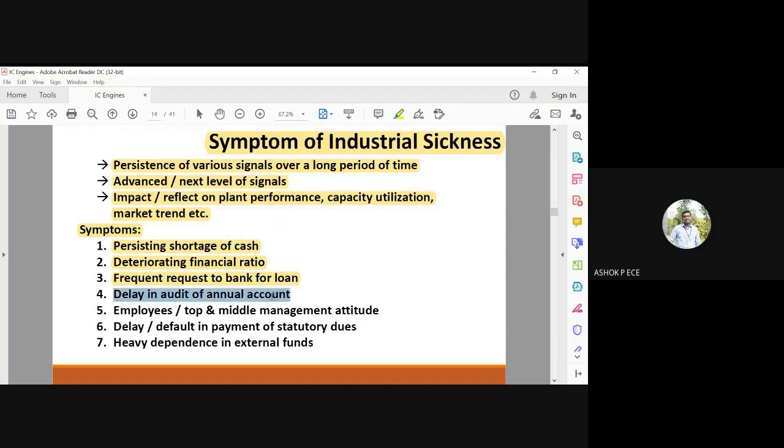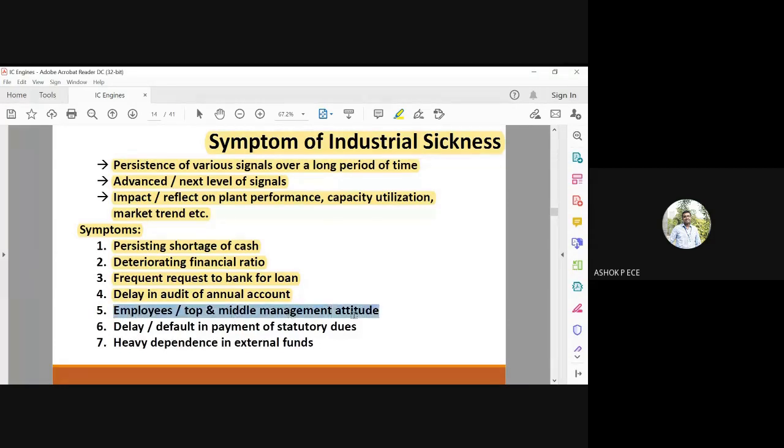Delay in audit of annual accounts. Annual accounts have to be audited and you have to see whether profit or loss has happened, and you have to file the income tax and get your refund, right? So if it is delayed, it is going to be a disadvantage for you.